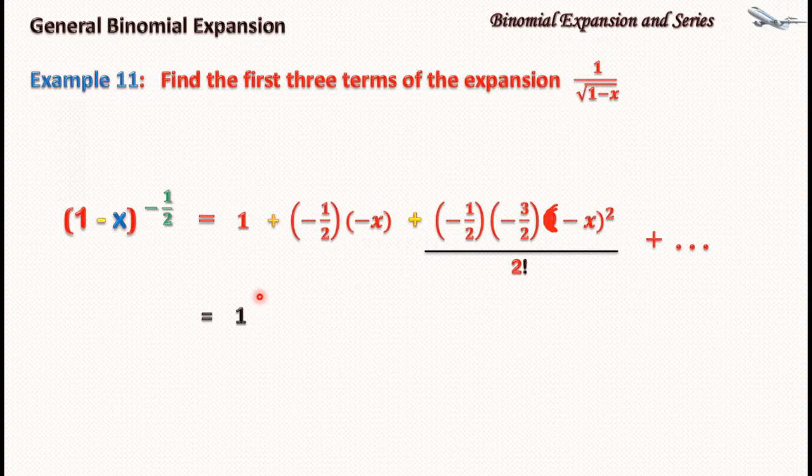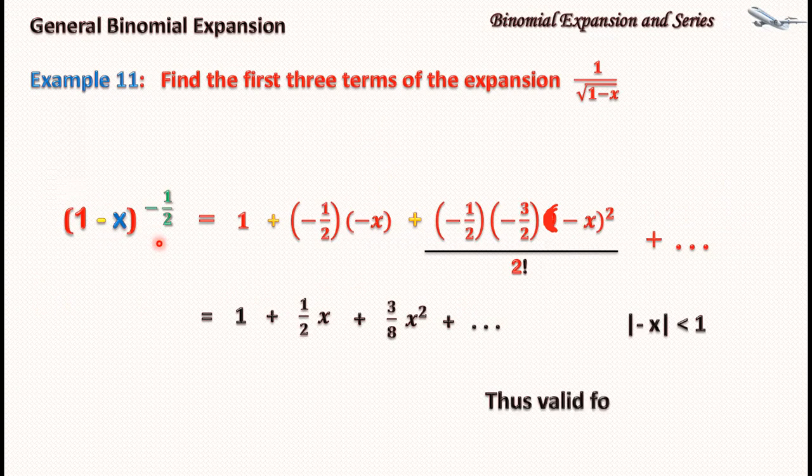So this is going to be equal to 1 plus a half x, and the next term is plus 3 over 8 x squared. So these are the first 3 terms of this expansion. And what is the validity? It is valid if, since we already have it in the general form, which is 1 minus x, the absolute value of this minus x should be less than 1. Therefore, it's valid for absolute value of x less than 1, because the absolute value of minus x just gives us x, right? So it is valid for x strictly greater than -1 and strictly less than 1. That's what this statement means.